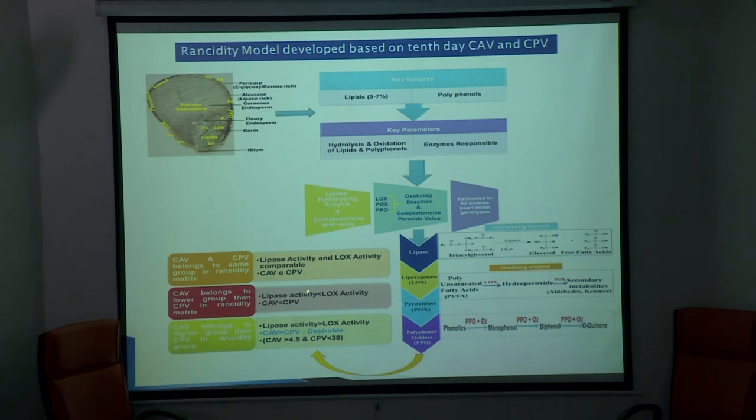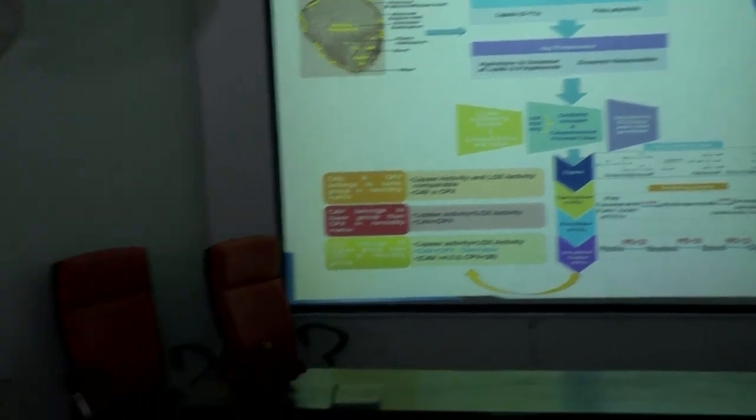We found that it varies from variety to variety. In some cases lipase activity was very high and lipoxygenase activity was low. In some cases lipase activity was low and lipoxygenase activity was high, and in another case they are comparable, meaning LOX and lipase activity were comparable. So based on that, we got different combinations of CAV and CPV.